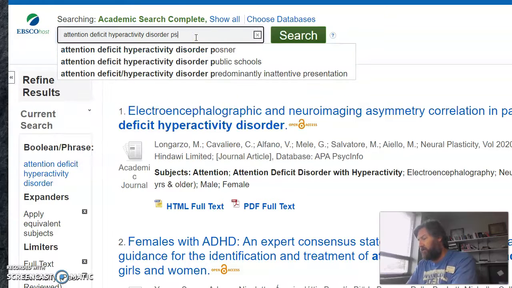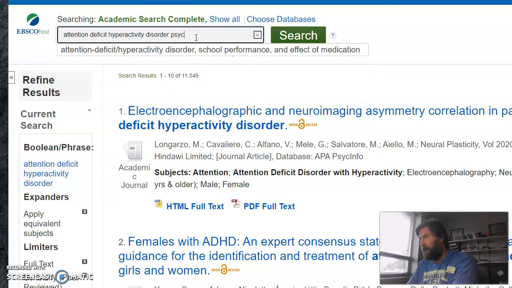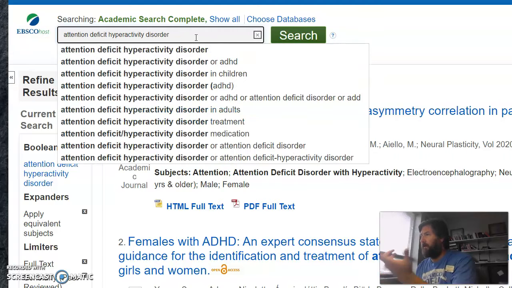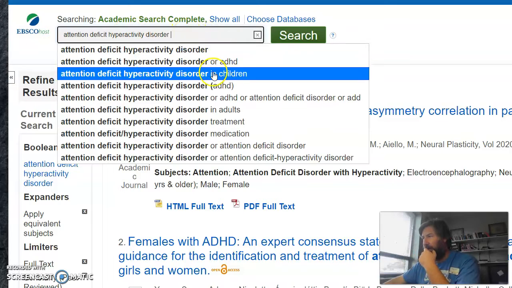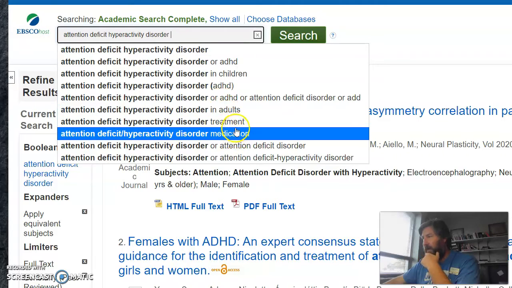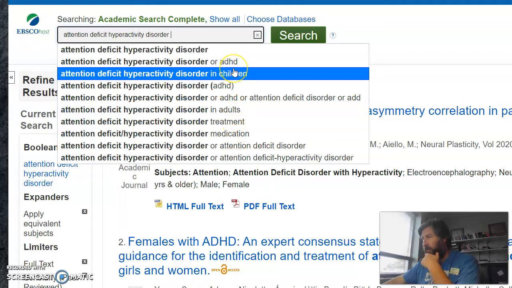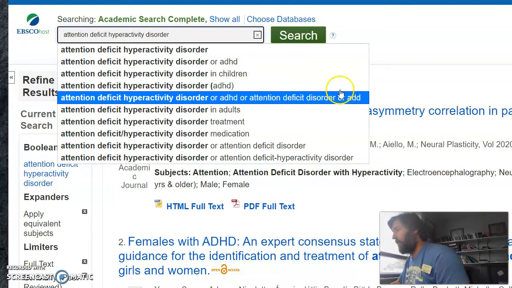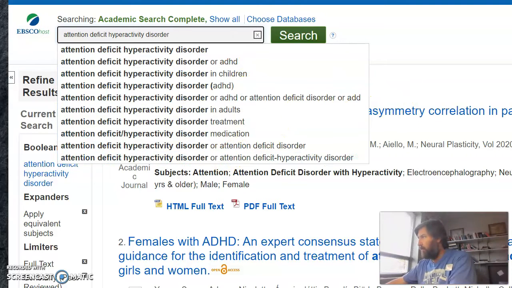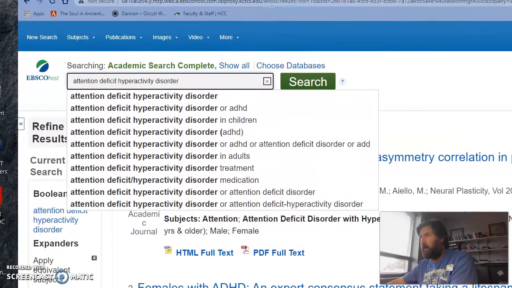So let's do... I don't even know. I would just be guessing. So I think you're just going to have to get back on here and start searching around and modifying your search in terms of the keywords. It looks like the keywords that are associated with it are medication, treatment, adults, children. So whatever direction you're going to go in there, you might do that.